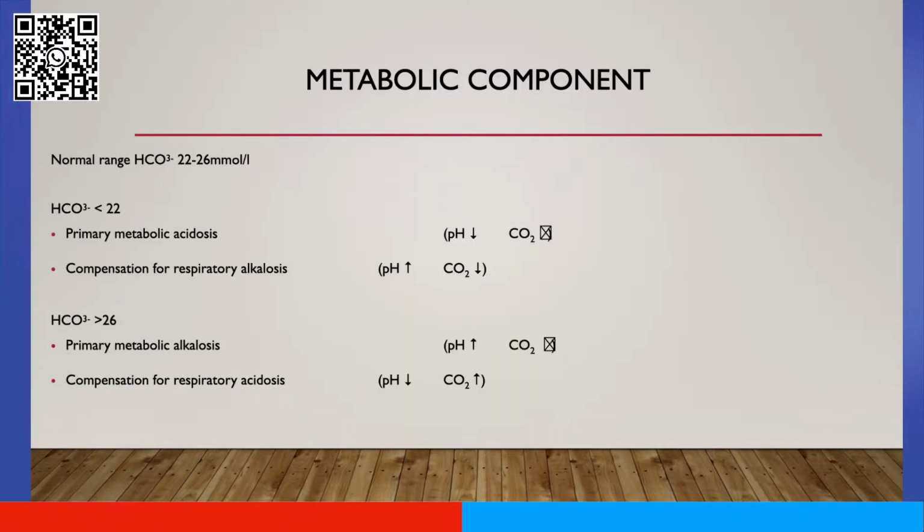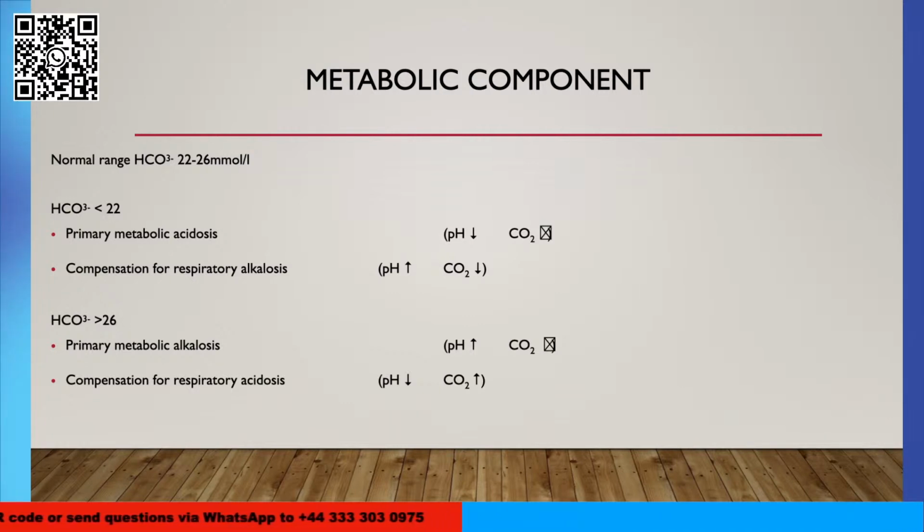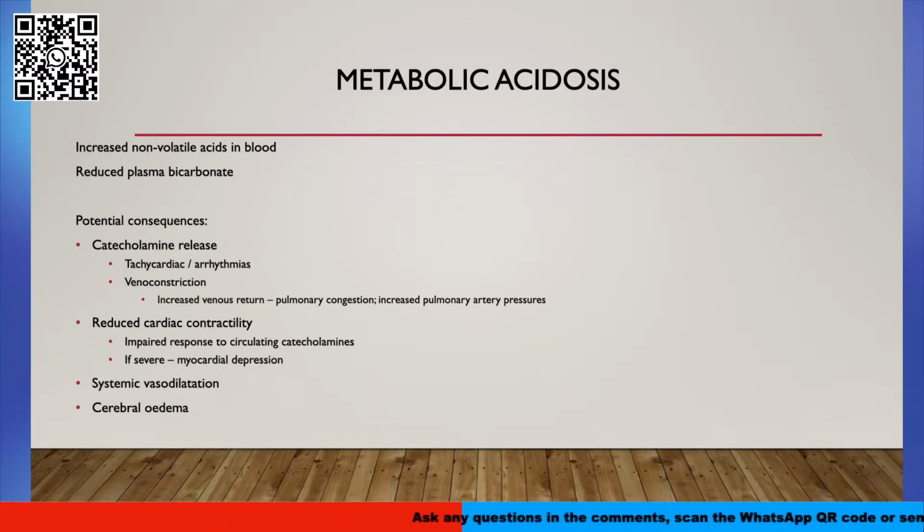So moving on then from respiratory issues to looking at the metabolic component of the blood gas. So we're looking at the bicarbonate, and the normal range is 22 to 26 millimoles per litre. Again, some labs may have a slightly different variance on this, but this is generally the accepted value. If your bicarbonate is less than 22, then this may be a primary metabolic acidosis or compensation for respiratory alkalosis. If it's above the normal range, so greater than 26, then it may be a primary metabolic alkalosis or compensation for respiratory acidosis.